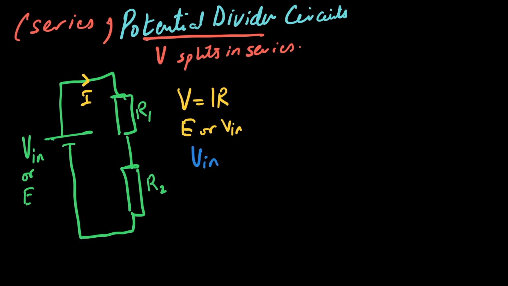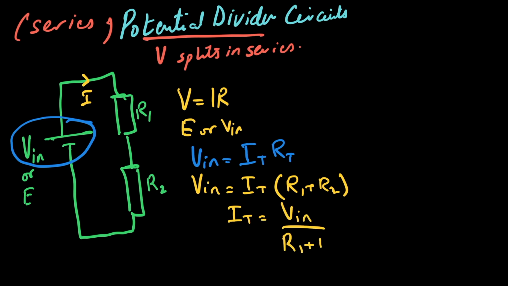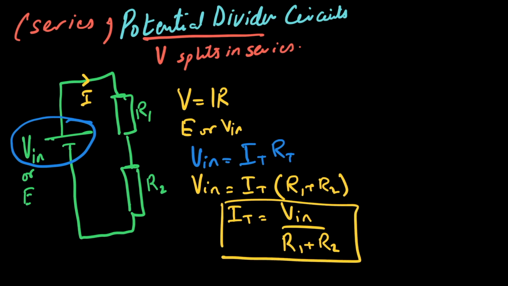When you put V input in that equation, I told you that whenever you are using the source voltage, you have to use I total R total. Now V in is equal to I total into R total, and because they're in series, R total will be R1 plus R2. That means I total would be V in divided by R1 plus R2. This is the current going around my circuit, represented by I. So I or I total both mean the same thing right now.